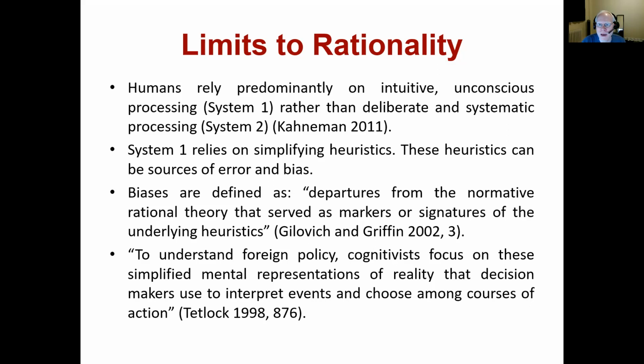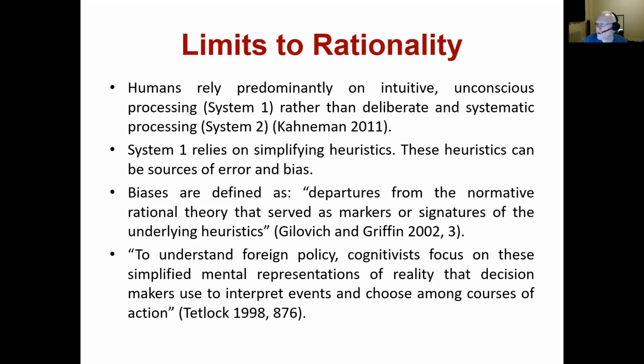So to understand foreign policy, cognitivists focus on the simplified mental representations of reality that decision makers use. What are the heuristics that decision makers use in making their decisions about alternative courses of action in foreign policy? In the last several decades, one of the growing areas of research on foreign policy is understanding how individuals make decisions, because at the end of the day, it's individuals who make decisions. It's the president or the prime minister or some individual who's implementing decisions.